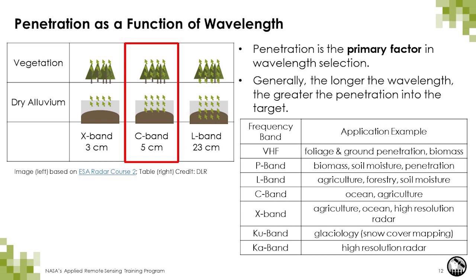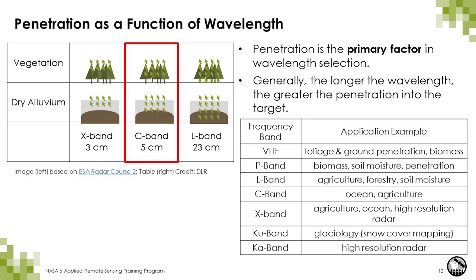The figure on the left shows the extent of penetration through different mediums with different bands. In vegetated areas, X band is generally dominated or governed by the top of the canopy. So you're seeing just information from the top of the canopy, while with C-band, it'll penetrate further, and L-band, that signal will penetrate even further into the vegetation canopy.